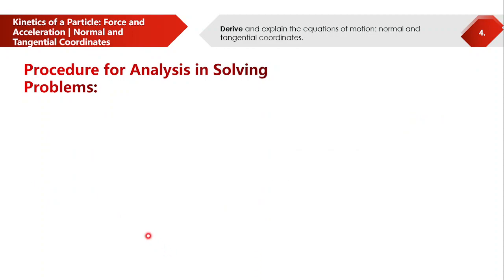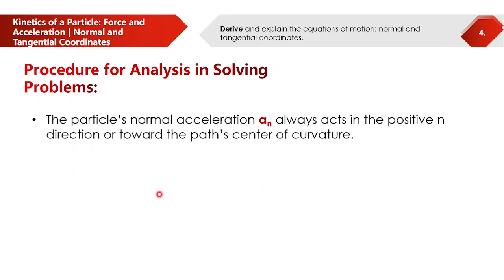Next is the particle's normal acceleration, or a sub n, always acts in a positive n direction or toward the path's center of curvature. Okay, always take note of that one.